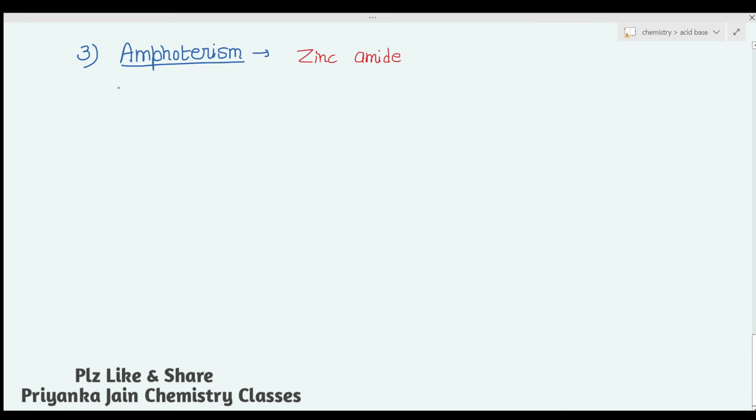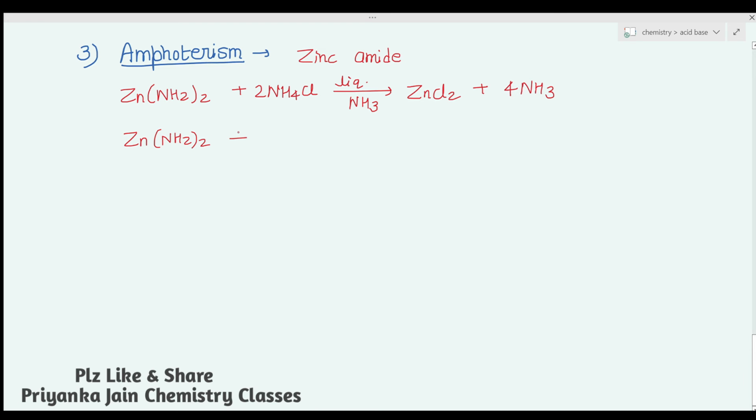For example, if you are treating Zn(NH2)2, zinc amide, with 2NH4Cl, it means it is reacting with the ammono acid. So it is acting here as the base, right? Any substance that is reacting with the acid will act as the base. So now it is forming ZnCl2 plus 4NH3. Okay. Similarly, Zn(NH2)2 is reacting with 2NaNH2. Okay.